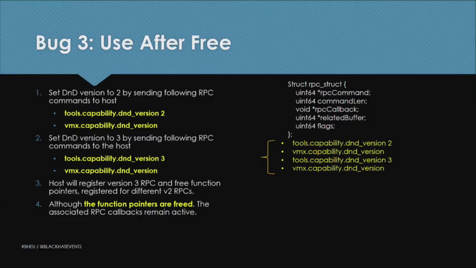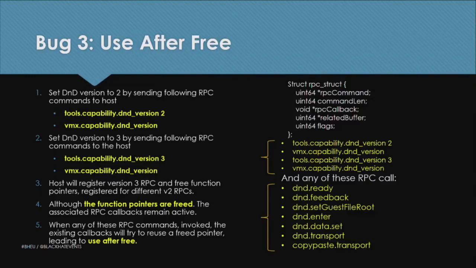Once we register the DNDCP version to 3, the host will register version 3 RPCs and free some function pointers registered for different version 2 RPCs. The structure we found by reverse engineering is what you can see here. Although the function pointers are freed, some of the associated callbacks that you see here remain active. That was the actual problem in this issue. So in this situation in the host process, if you send any of these RPC calls from the guest operating system to the host operating system, we can trigger a use after free. There is an interesting blog that was published recently. We have added the blog into the reference section regarding the exploitation of this bug.